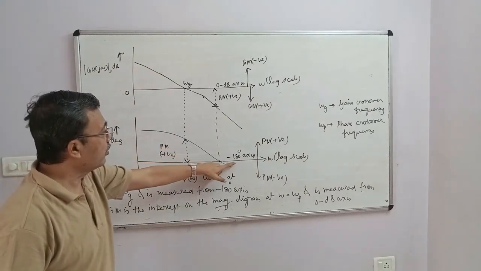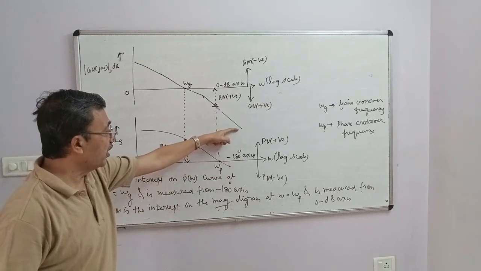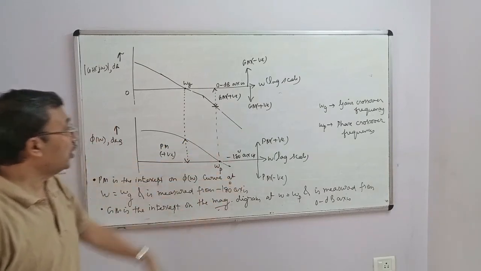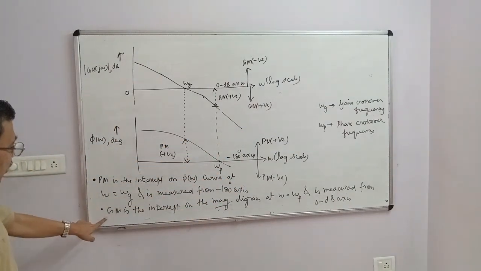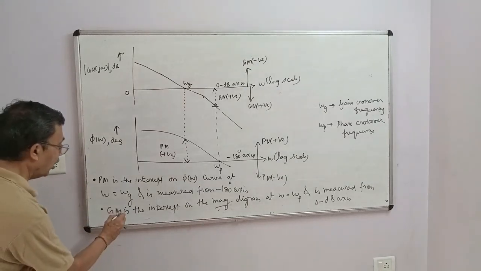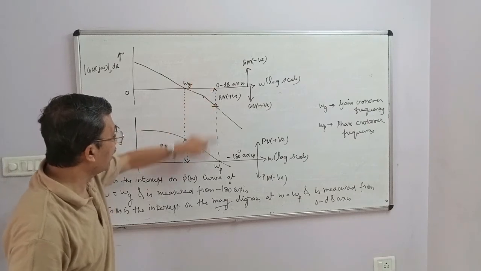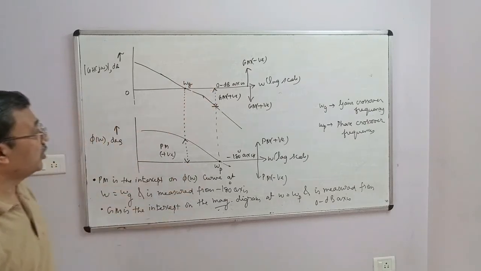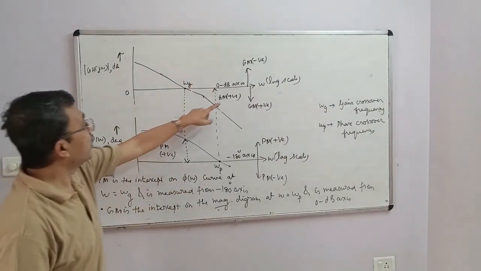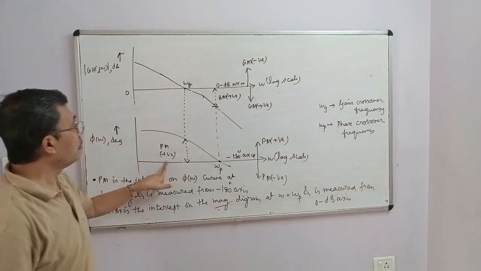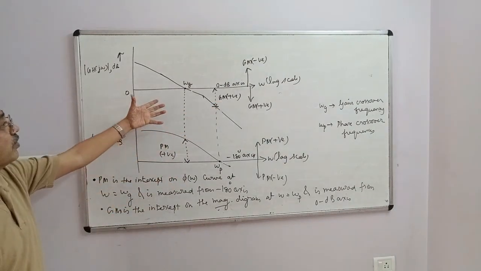Phase margin is positive above minus 180 degree axis, negative below minus 180 degree axis. So I have written here, gain margin is the intercept on the magnitude diagram at omega equal to omega p, and is measured from 0 dB axis. Since GM is positive and PM is positive, this refers to a stable system.